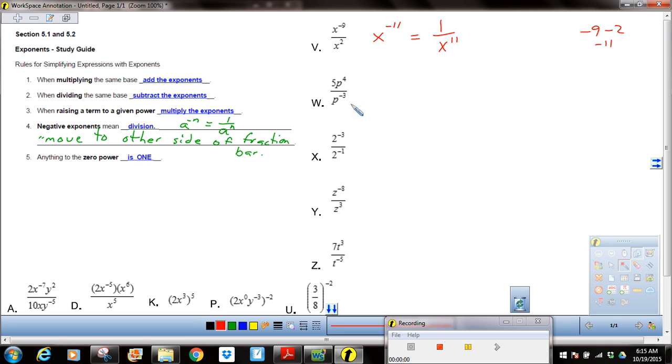Okay, I've got another one here. We're dividing the same base. We're going to subtract the exponents. 4 minus -3 turns out to be 7. So we've got 5 times p to the 7th.